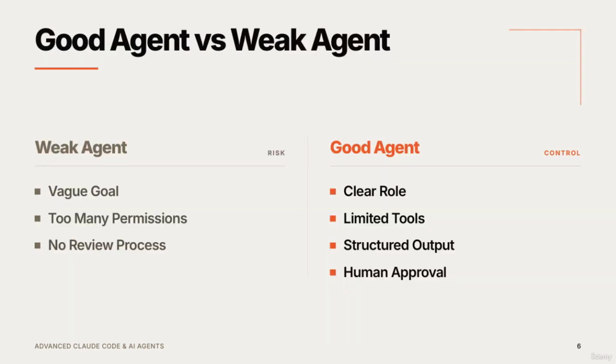Here, we're comparing the characteristics of a good agent versus a weak agent in the context of advanced Claude Code and AI agents. A weak agent often suffers from risks like vague goals, too many permissions, and the absence of a review process. These factors can lead to uncontrolled actions and potential errors. On the other hand, a good agent operates under clear control, with a well-defined role, limited tools, structured outputs, and crucially, human approval at various stages. This structure helps ensure reliability, safety, and better performance. Understanding these distinctions is key to developing and managing effective AI agents.